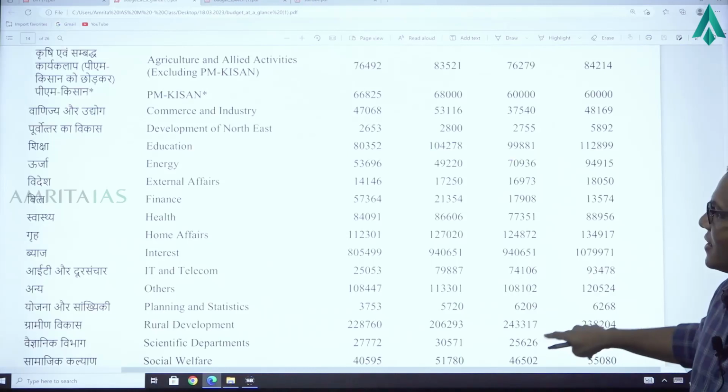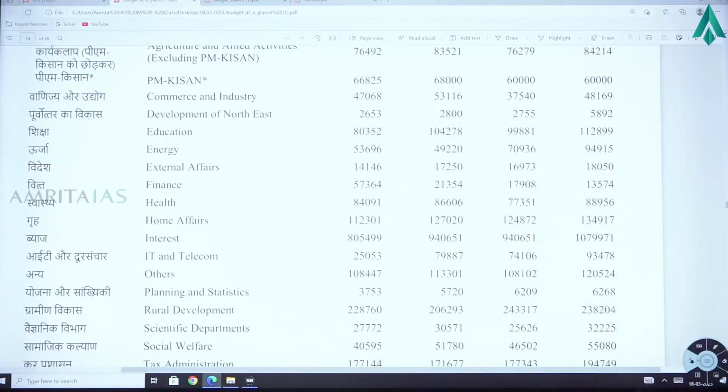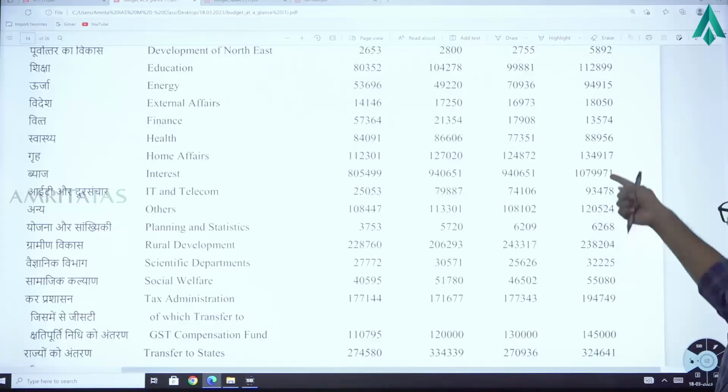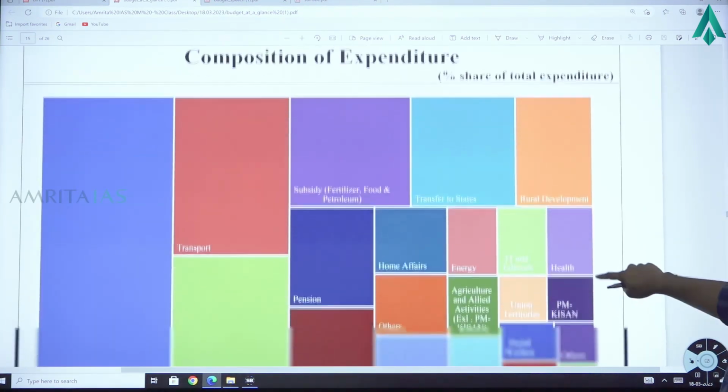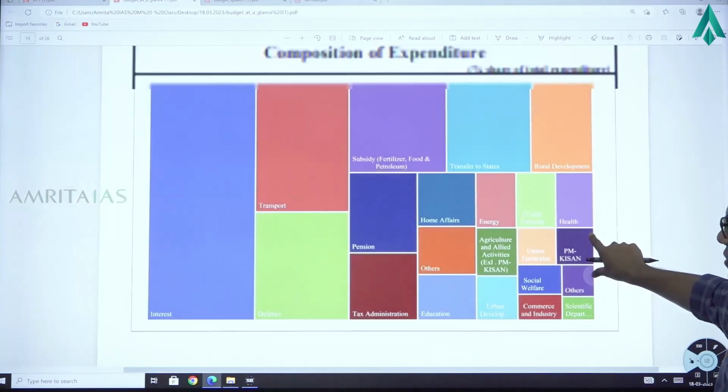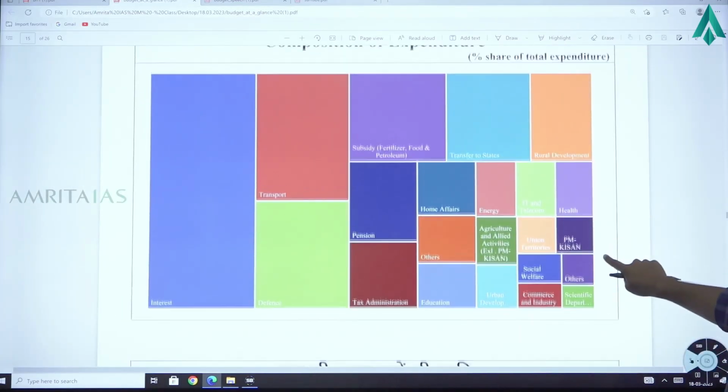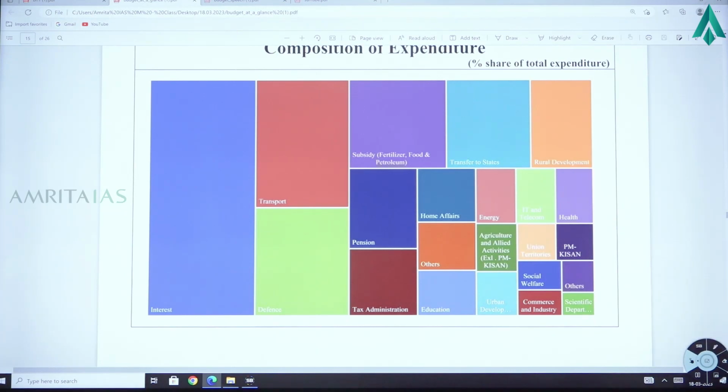Okay. Even the external affairs ministry, 18,000 crore. From this only you will give all the assistance to Bangladesh, Sri Lanka and all. Okay. Interest, you can see 10 lakh. Tax administration, transfer to GST compensation. Composition of expenditure. So defense, tax administration, subsidy. See the subsidy box. See the interest box. That whole interest.